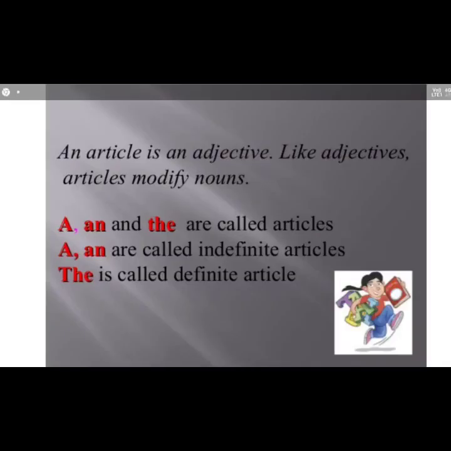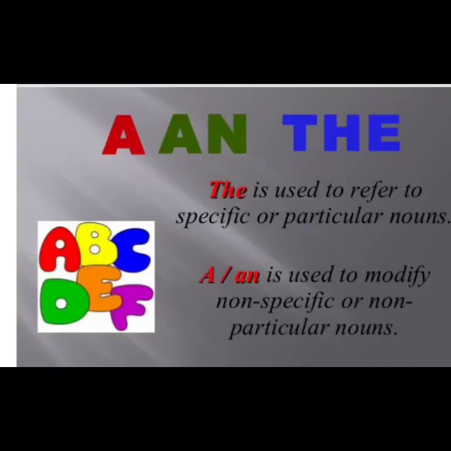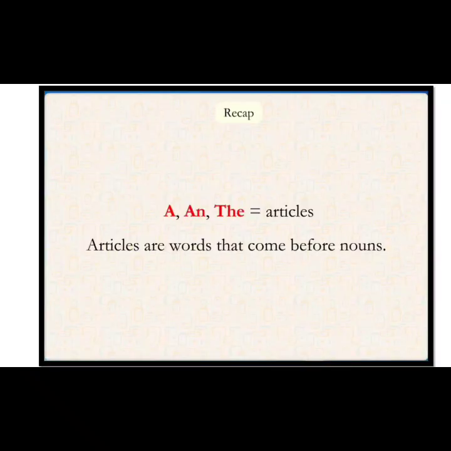Next is a and an. An article is an adjective. Like adjectives, articles modify nouns. A, an and the are called articles. A and an are called indefinite articles. The is called the definite article. The is used to refer to specific or particular nouns. A and an are used to modify non-specific or non-particular nouns.